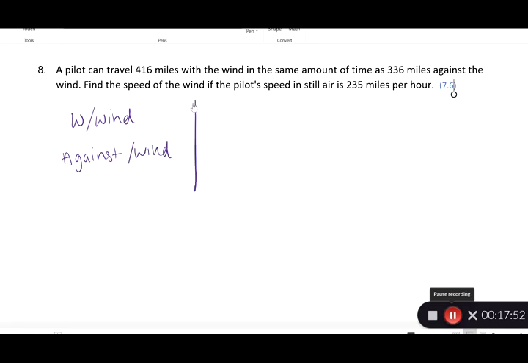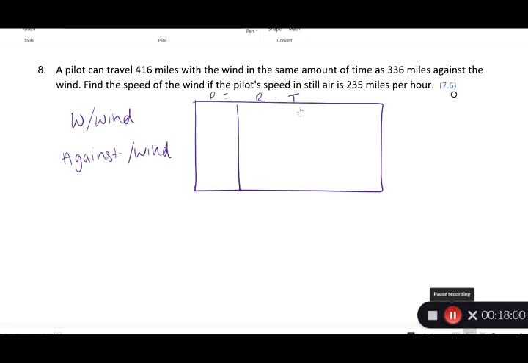Okay, and we're going to do a chart again. We hopefully know from Module 2, distance equals rate times time. Spread it out a little more, give myself more room. Now we need to fill in the information that we know. A pilot can travel 416 miles with the wind. So that's my distance, 416 miles, in the same amount of time. That's telling me my times are equal. So I like to put that little equal sign there, with 336 miles against the wind, right? Again, the wind pushing you faster or slowing you down.